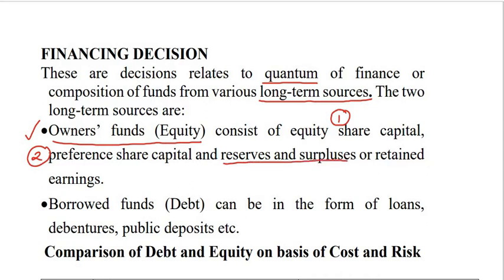Second source is borrowed funds. Borrowed funds, the another name is debt, and debt can be in the form of loans. It can be there in forms of debentures, public deposit, etc. So basically financing decisions decide what will be the composition of the funds you are getting from long-term sources, that is how much will be the equity and how much will be the debt.